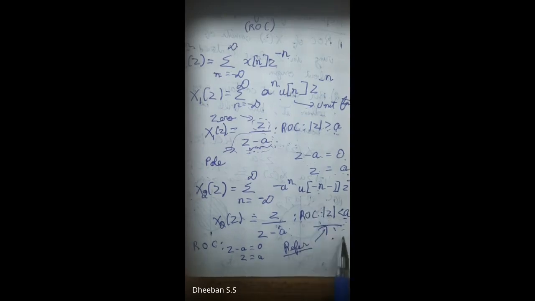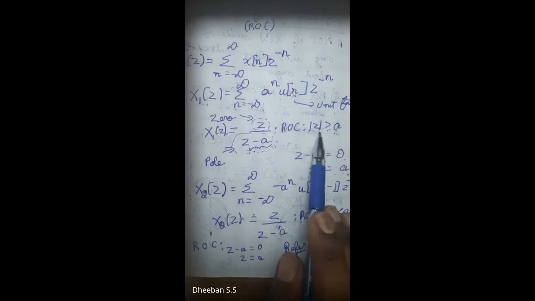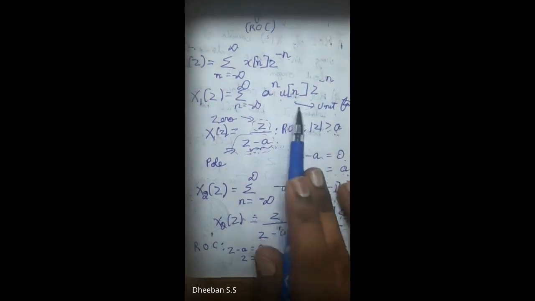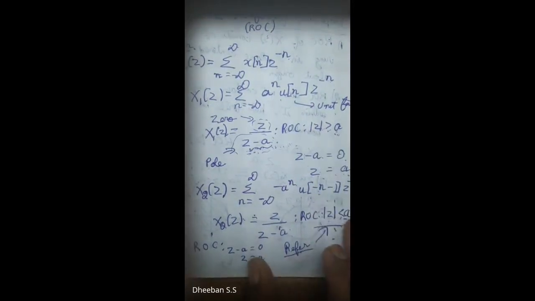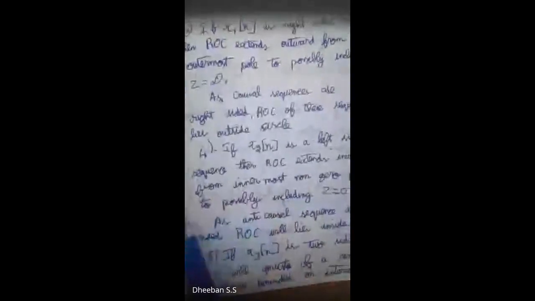It is very clear to you, as we have seen in the ROC diagram also. If it is a left-handed signal, you put less than. If it is a right-handed signal, you put z greater than a. So that's the step for finding the ROC. We'll be doing some examples with respect to that, and seeing them will make it clear to you.